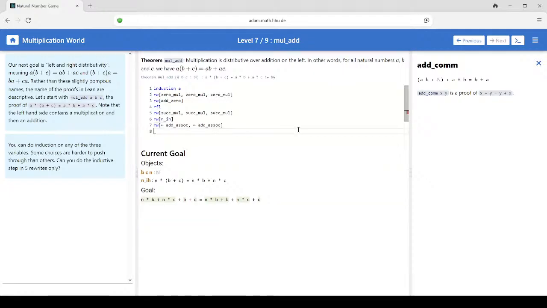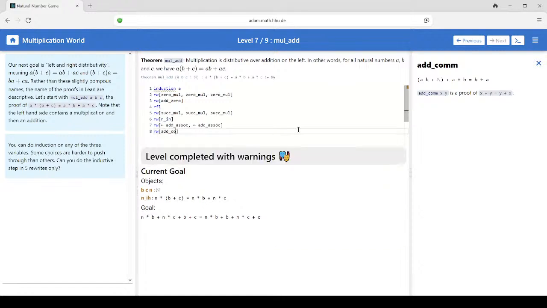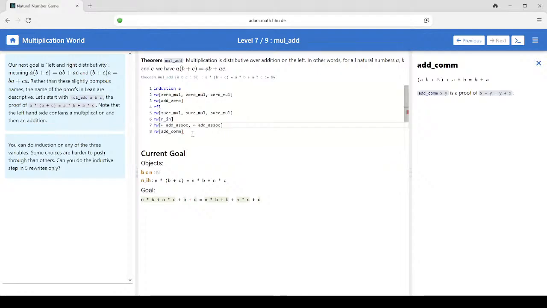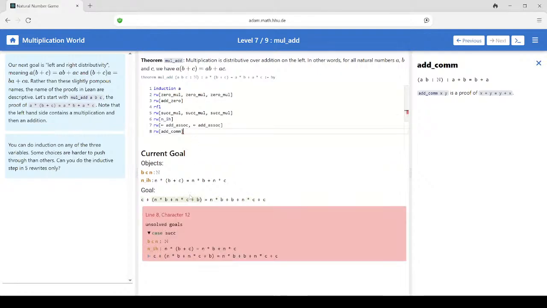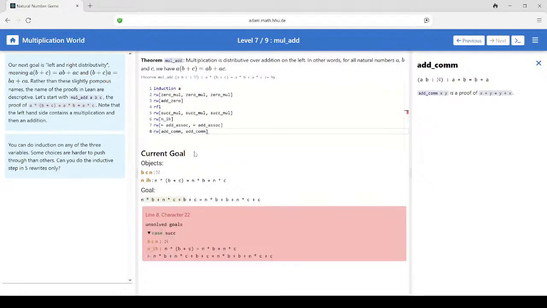I just need to add commutative. Oops, now what did that do? No, that's not what I wanted to do. What if I just keep doing it? Just spam it. Oh, it just undoes itself. Okay, that's, yeah, right.